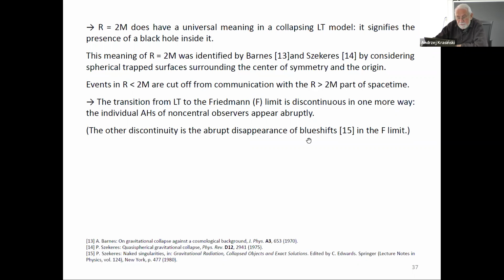in a Lemaitre-Tolman state. And the transition from Lemaitre-Tolman to Friedman is discontinuous in one more way, namely the individual apparent horizons in the Friedman limit for non-central observers appear abruptly. They don't really exist before taking the limit.